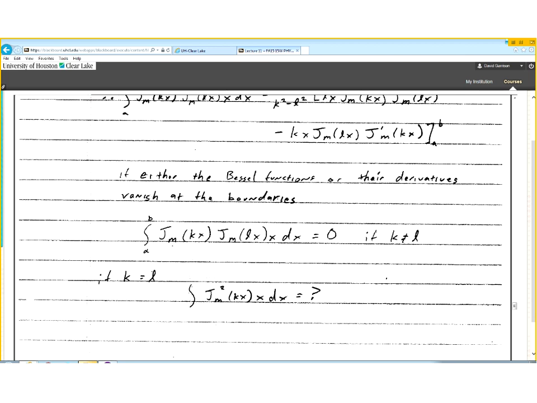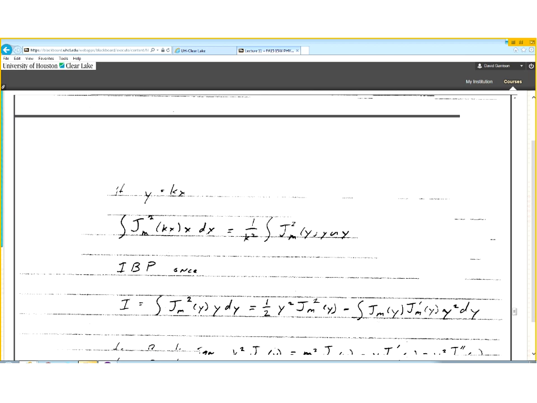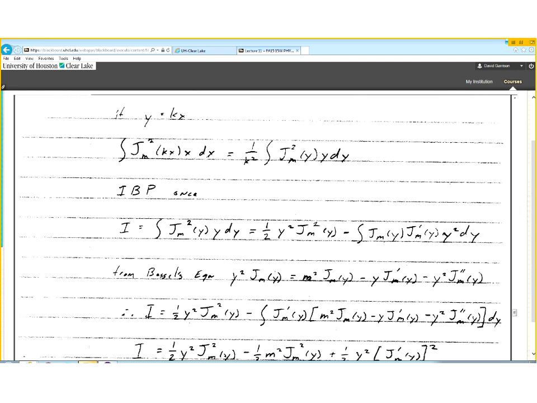If k were equal to L, then what's the solution? Well, we're going to end up using a recursion relationship eventually here. But we could start off by saying that we're going to replace k times x with y. And then you do integration by parts, and you end up having this term involving the y is equal to having the Bessel function squared times y squared, and then the integral of the Bessel function, and then our Bessel function, and then the derivative of the Bessel function.